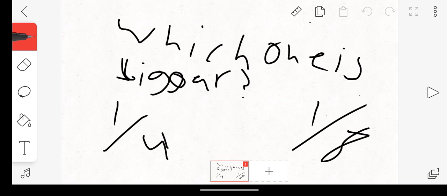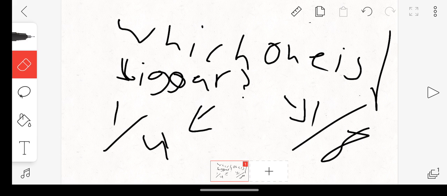Alright, everyone. Like I said, we're gonna be going on one. Which one is bigger? Alright, so which one is bigger? 1/4 or 1/8? Which one is bigger? If you chose 1/8, you're correct. Actually, you are not correct.